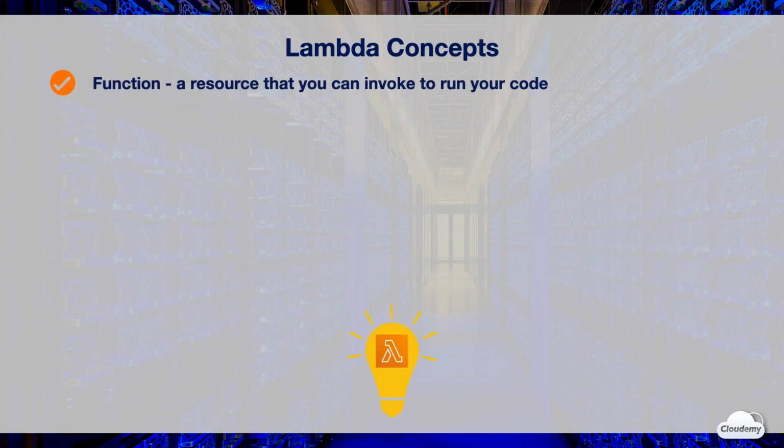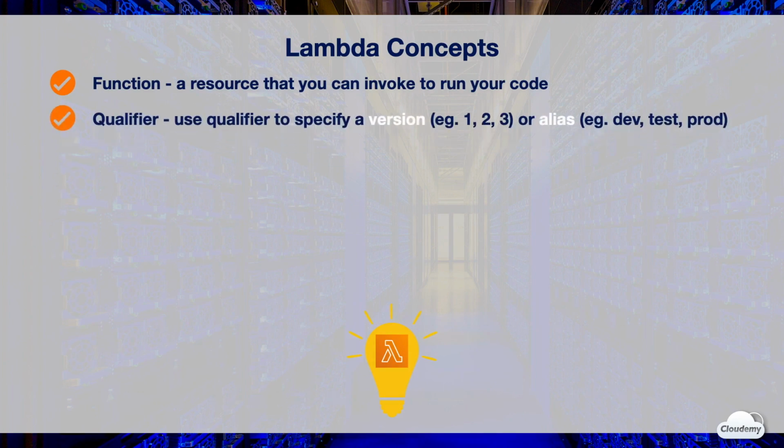Lambda function is a resource that you can invoke to run your code. A function has code that processes events, and a runtime that passes requests and responses between Lambda and the function code. When you invoke or view a function, you can include a qualifier to specify the version or alias.